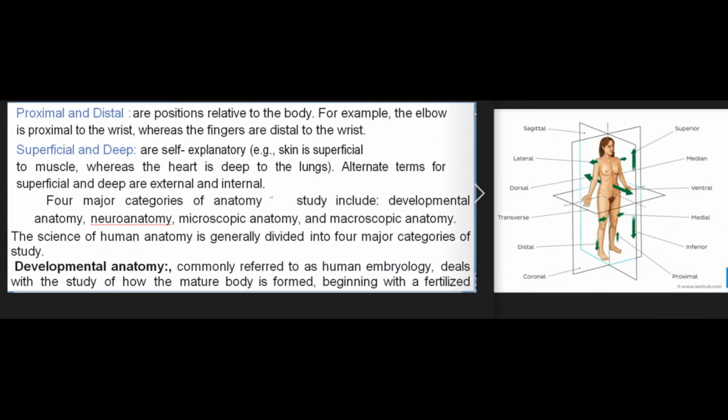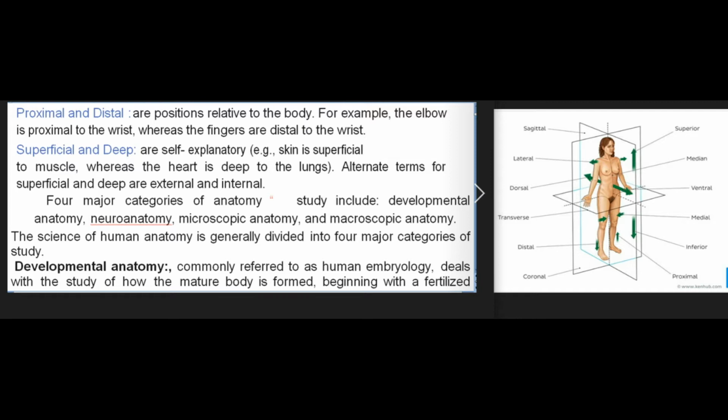Proximal and distal are positions relative to the body. For example, the elbow is proximal to the wrist, whereas the fingers are distal to the wrist. Superficial and deep are self-explanatory. Example: skin is superficial to muscle, whereas the heart is deep to the lungs. Alternate terms for superficial and deep are external and internal.